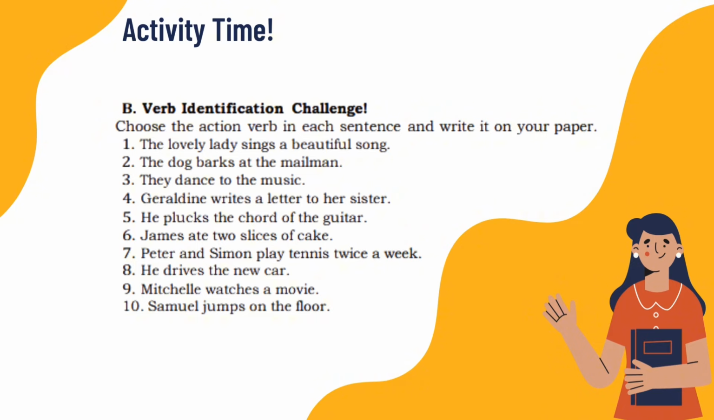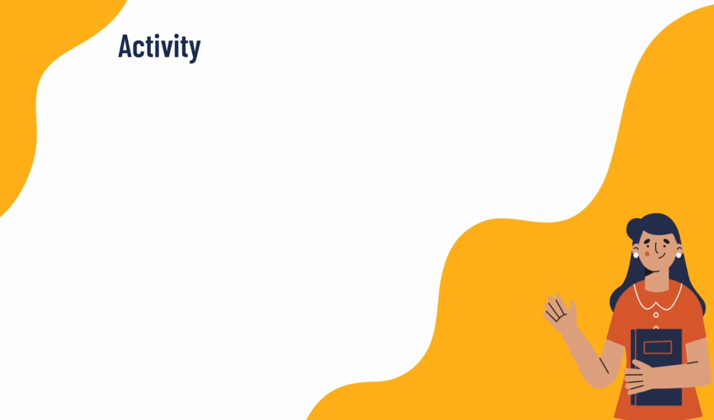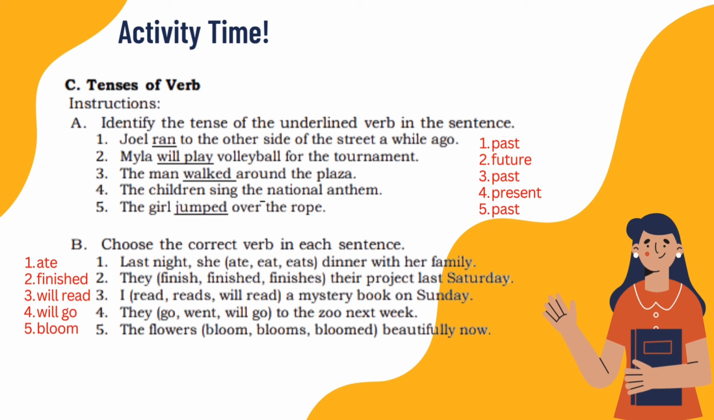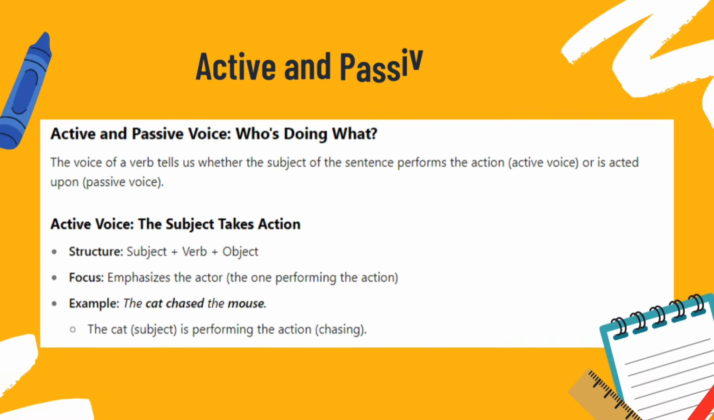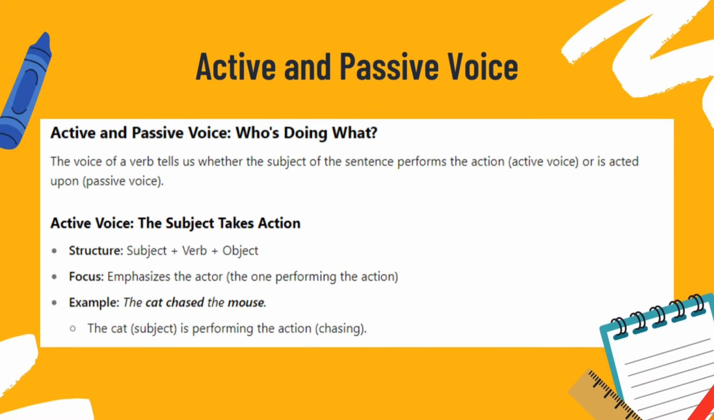Alright, so what is the subject doing in the sentence? Okay, so some more. Okay, this time we have the tenses of the verb. Identify the tenses of the underlined verb in the sentence. So we have A and B. So for letter B, choose the correct verb in each sentence. Okay. So for day 2, okay, we're going to have the active and passive voice.